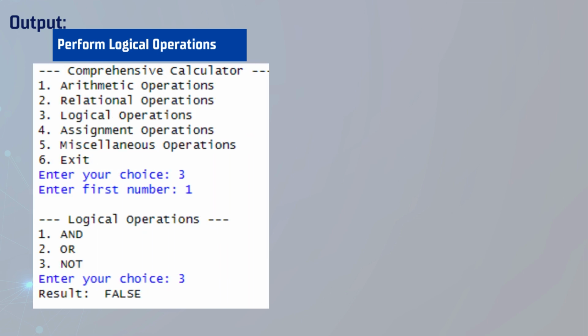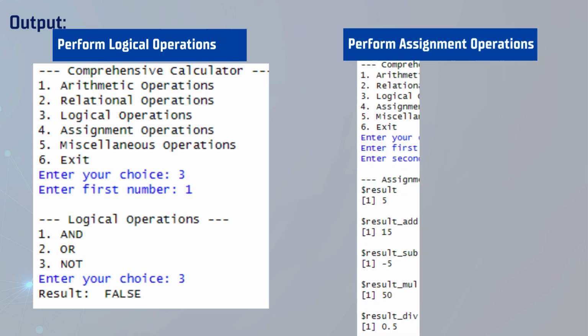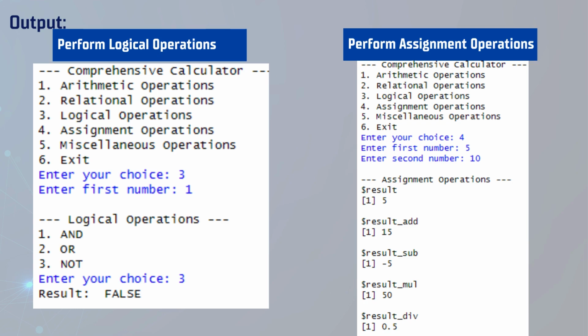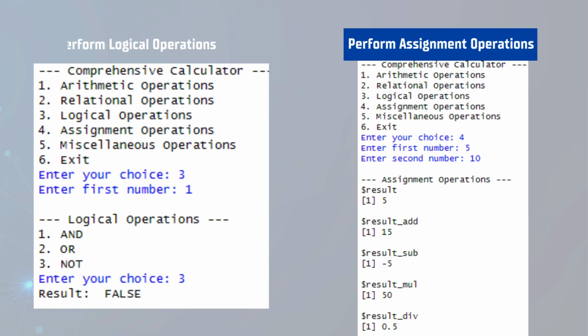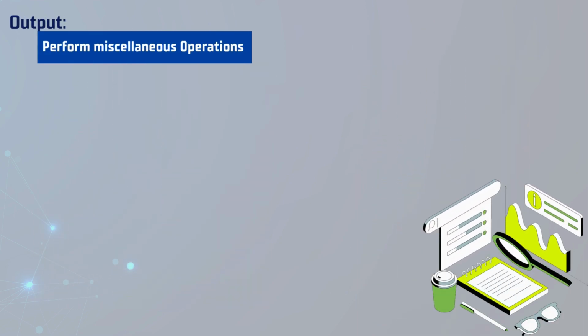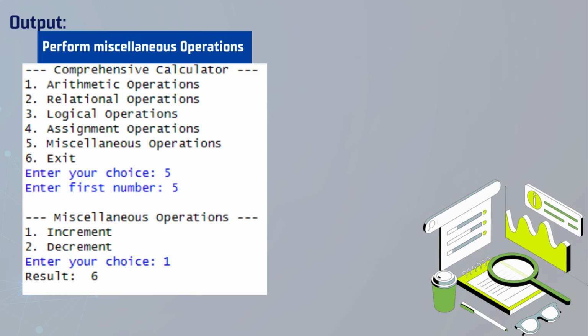Perform logical operations. Now choose choice number 3 and enter a number. Then you have to choose the logical operation you want to perform and you get your result. Perform assignment operations. Now choose choice number 4 and enter numbers, and you get your result. Perform miscellaneous operations. Now choose choice number 5 and enter a number. Then you have to choose the miscellaneous operation you want to perform and you get your result.